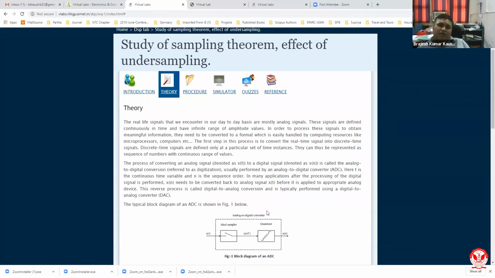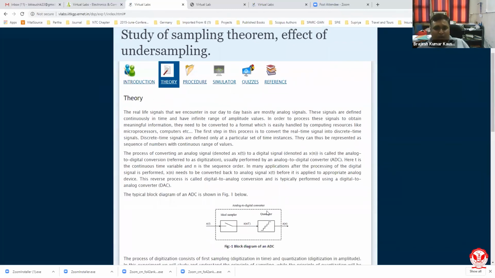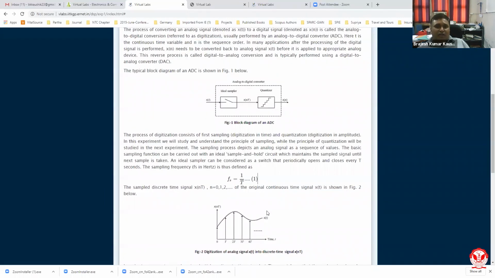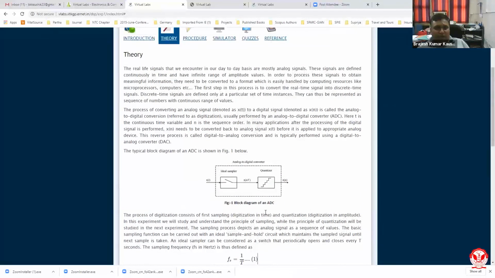They can open up some of the portals and they can look into how this is going to work out. They can have a hands-on feeling about all these things. And then you can see in this theory, there is a complete description about ADCs, right?